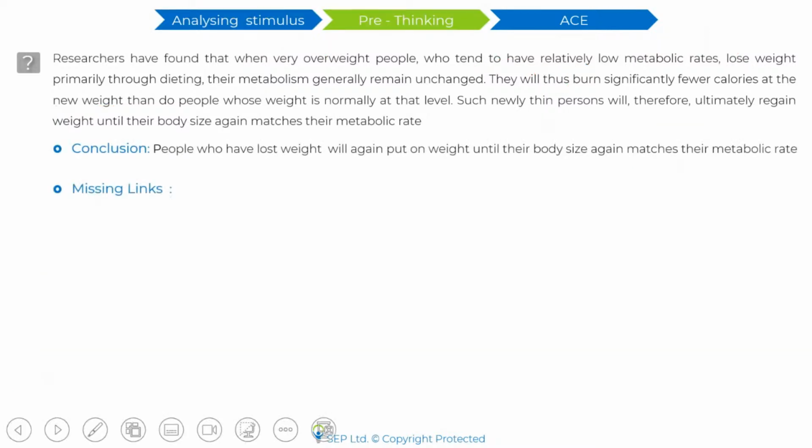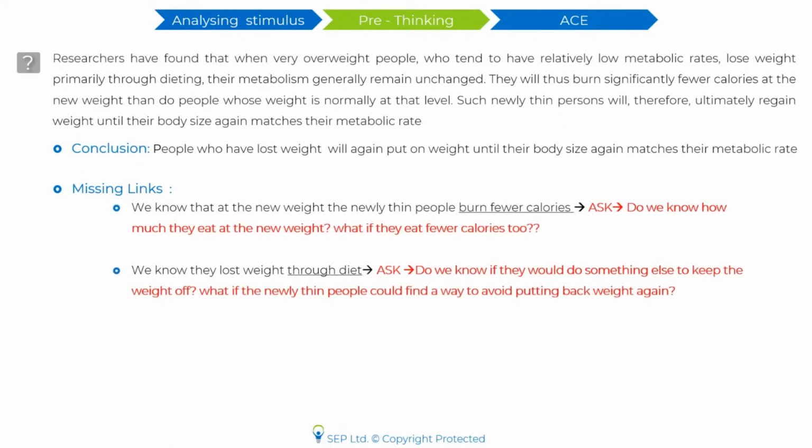In fact, one good way of doing this is to ask questions. We know that at the new weight, the newly thin people burn fewer calories. You can ask, do we know how much they eat? They burn this much. How much do they take in? We don't know. Do we know whether after losing weight they will do anything to keep off their weight, say exercise or anything? We don't know that, right?